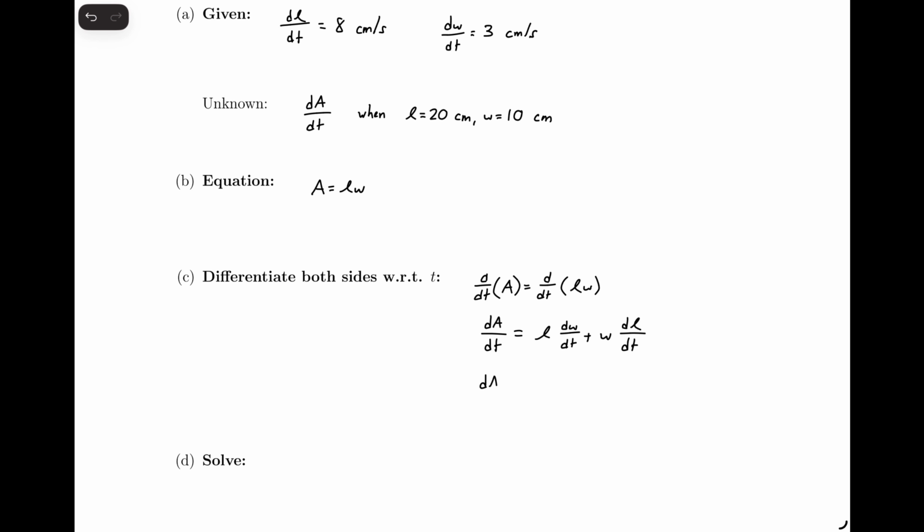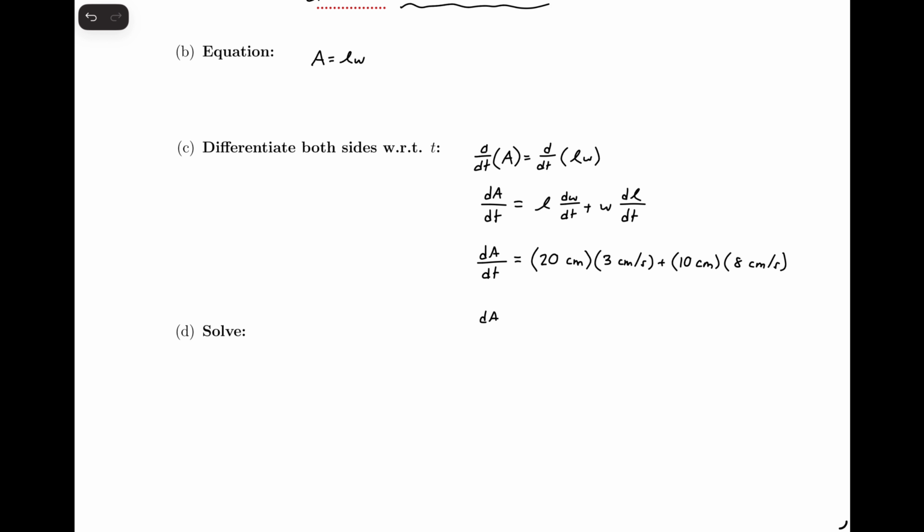This one's pretty easy with the arithmetic. We'll just be plugging in. So for our length, in terms of the unknown, the length will be 20 centimeters. So 20 centimeters times dW/dt, which we have as 3 centimeters a second, and we're keeping those units in there, plus W is 10 centimeters, multiplied by dL/dt, which is 8 centimeters a second.